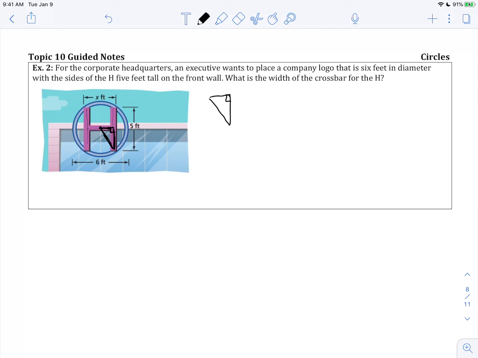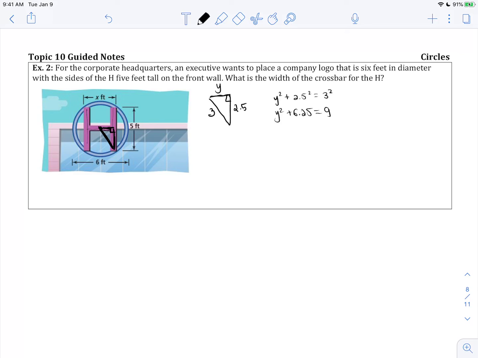This distance here is my radius, so it's going to be half of the diameter, so that's 3. This distance here is half of the whole height of H, so that would be half of 5, so 2.5. And then we're trying to find this, and I'm going to label it y, so it's something different, okay? So I have a right triangle, I'm finding a missing side. I can say y squared plus 2.5 squared equals 3 squared. Square everything, so 6.25 equals 9.